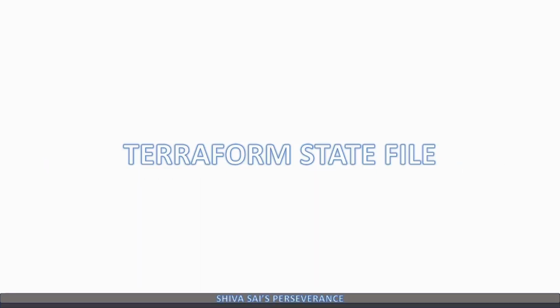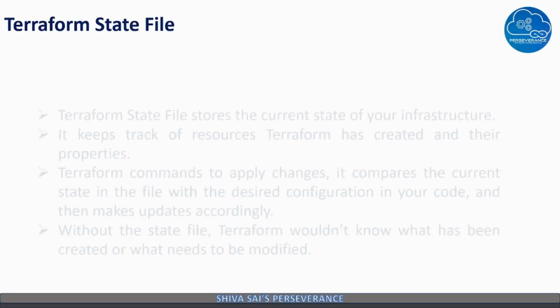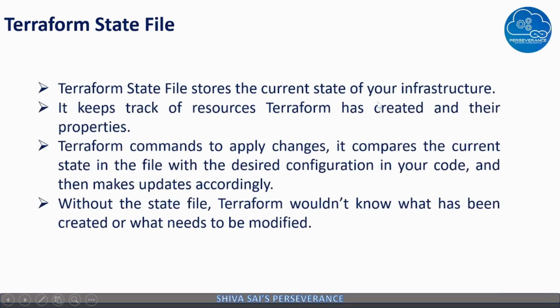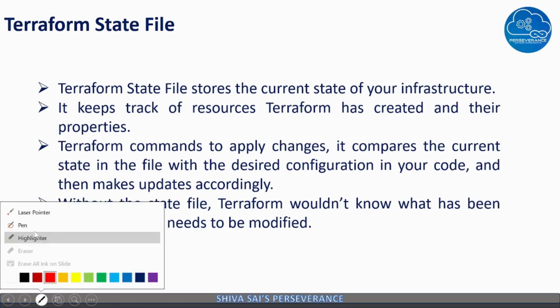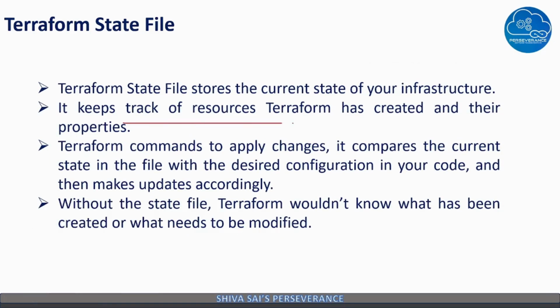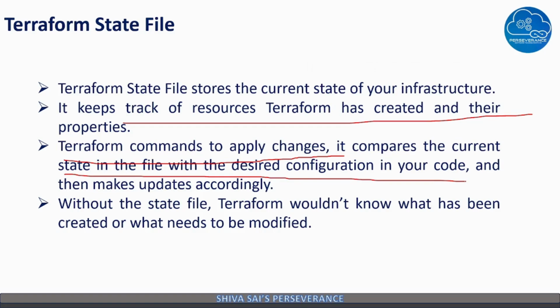So that is where we say that the Terraform state file stores the current state of your environment, and it keeps track of resources Terraform has created and their properties. So when Terraform commands apply changes, it compares the current state in the file with the desired configuration in the code.